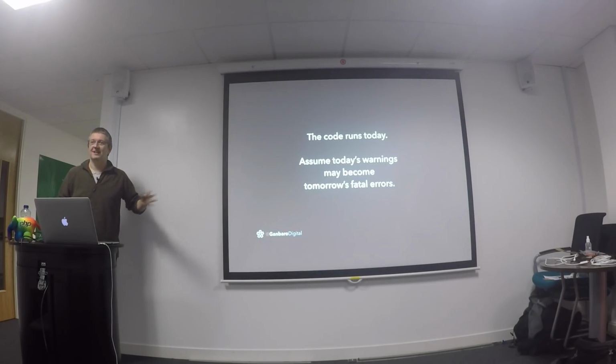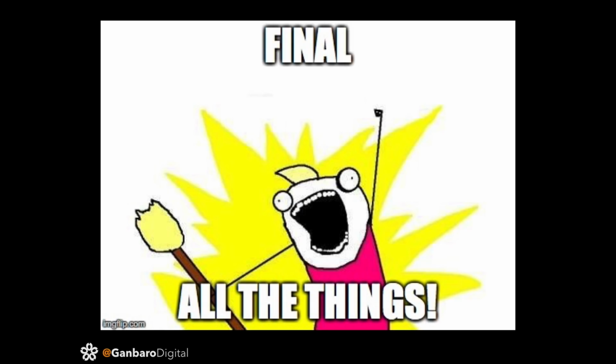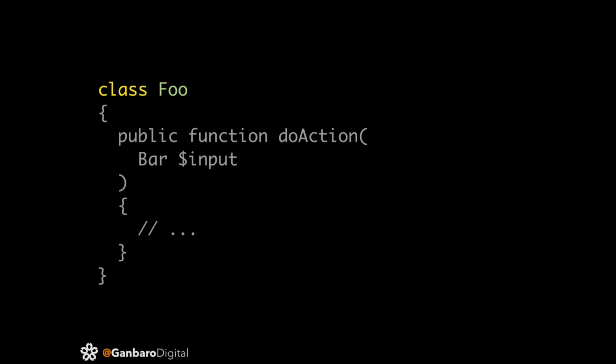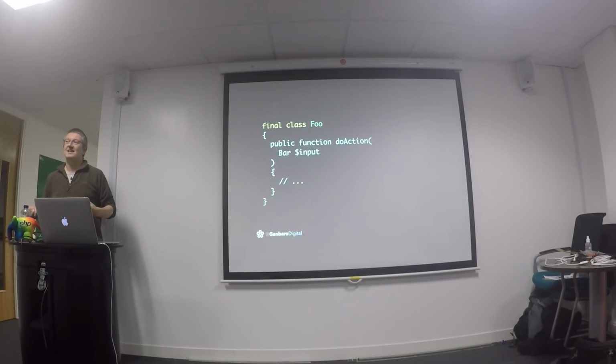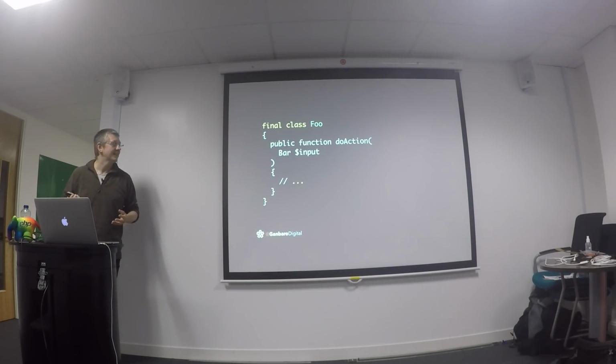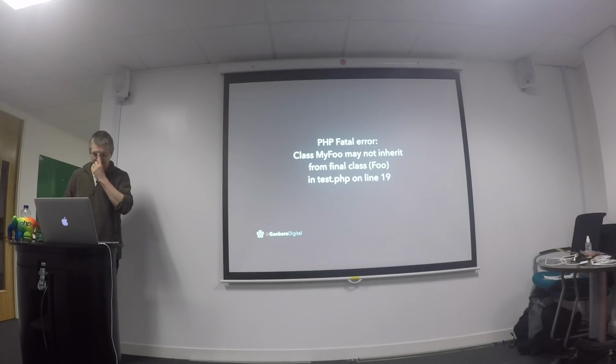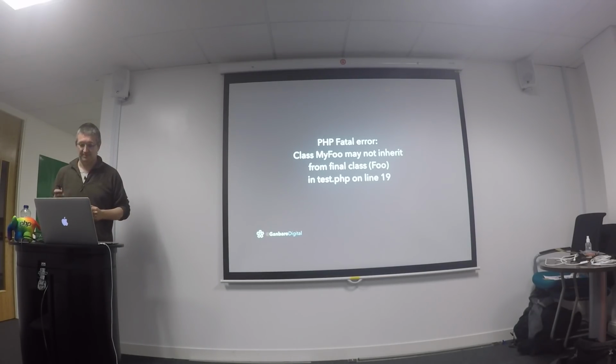But because it works today, some members of our community have a reaction to that, which is final all the things. Because we can stop people doing this by making the consuming class final as well. And then you can't extend it via inheritance. It shuts it down completely. And if you try, you get a fatal error, which is perhaps the error you were expecting beforehand. So that's where a lot of code in our community is starting to go. But it brings some problems. I'm going to show those in a moment.